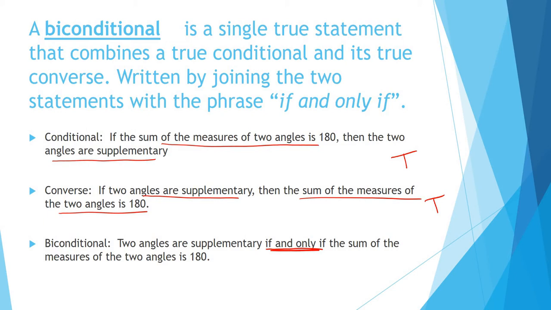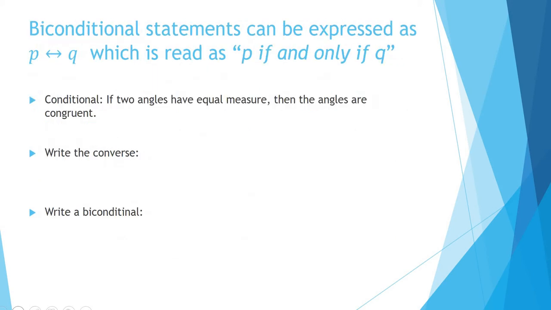Okay? I could do it the other way too. I could say the sum of two angles is 180 if and only if the angles are supplementary. Either way would work, but this way seemed easier to write. So the idea is that if we have a conditional and a converse and both of them are true, we can write it as a biconditional, conditional in both directions. So biconditional statements can be expressed as P with an arrow going both ways, which is read "P if and only if Q."